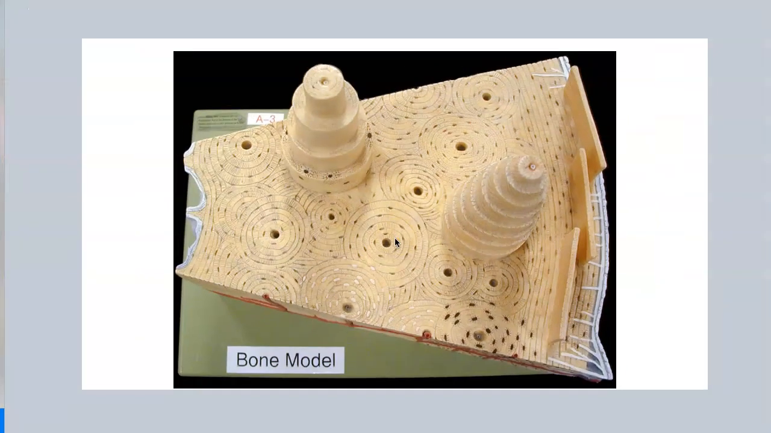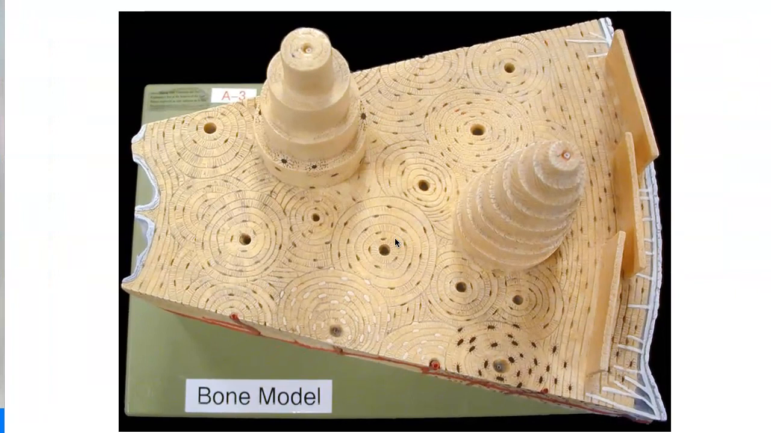Here is a model from the classroom. We're looking down at it. You can see all the osteons here. You can see the concentric lamellae, the interstitial lamellae, the lacunae where the osteocytes live. This is a good one here showing you the periosteum, the two layers of the periosteum, and here are the Sharpey's fibers going into the compact bone.